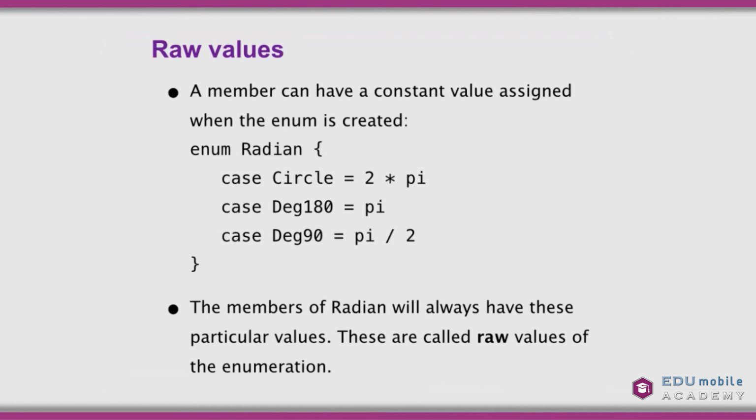The members of radian will always have these particular values, and these are called raw values of the enumeration. Now, I should say that there's a slight error on this slide. With an enumeration with raw values, all of these values are doubles because pi is involved. We would have to say enum radian colon double. So we have to type the enumeration with the same type as the raw values that are allowed in the members of the enumeration. We'll see this in the demo as well, and I'll point this out.